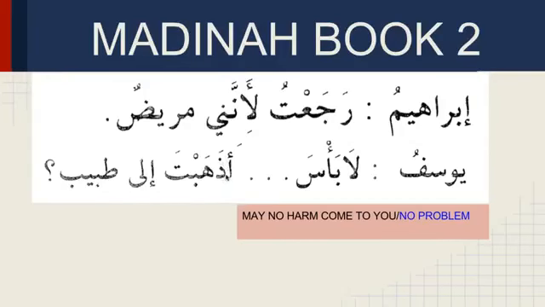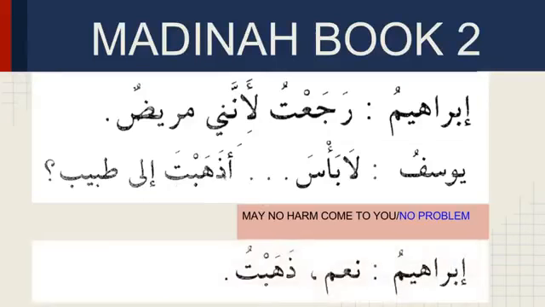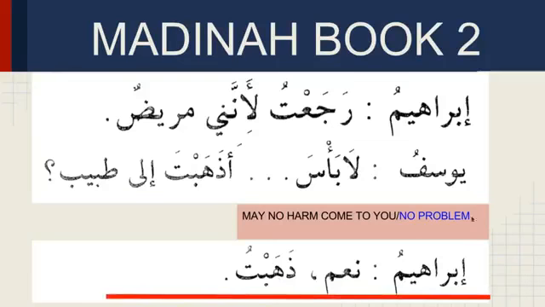So if you had to put a harf negation, how do we say? Ama zahabta ila tabib? Didn't you go to the doctor? But here he's just asking azahabta. Did you go to the doctor? So Ibrahim just says naam. So we just use naam zahabtu. Yes, I went. So this is the end of the conversation between Yusuf and Ibrahim.